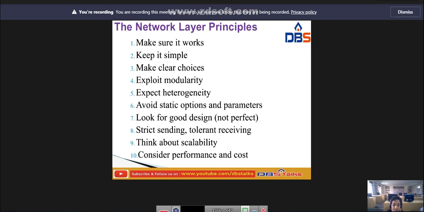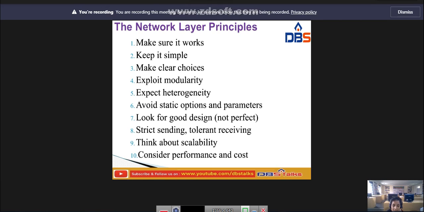Next one is exploit modularity. So this principle leads directly to the idea of having protocol stacks. Each layer is independent of all other ones. In this way, if circumstances require one module or layer to be changed, the other ones will not be affected. That is called the fourth one.